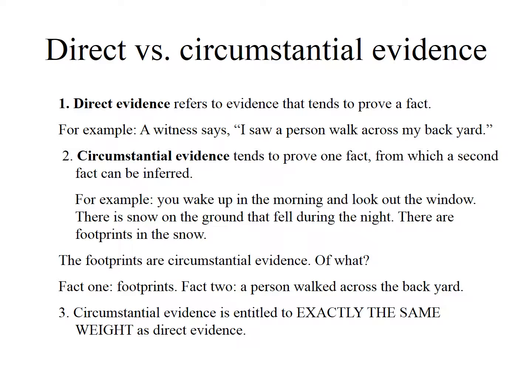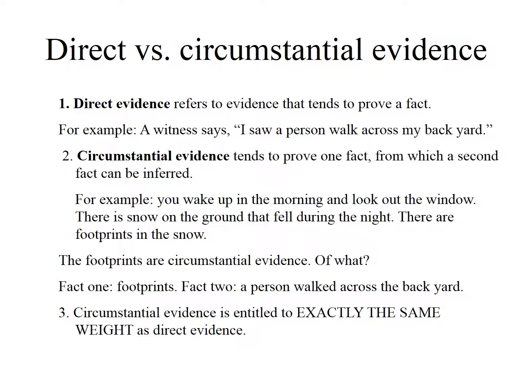Circumstantial evidence is one step removed. It tends to prove one fact from which a second fact can be inferred. So here's an example. For example, the witness says, instead of saying, I saw a person walk across my backyard, the witness says, I woke up in the morning, I looked out the window.